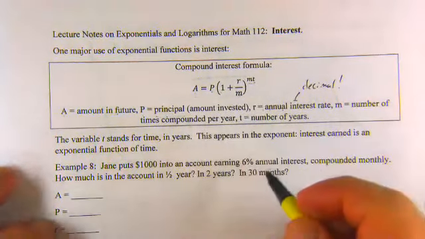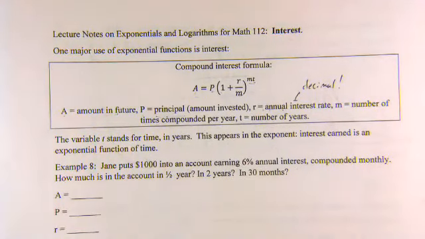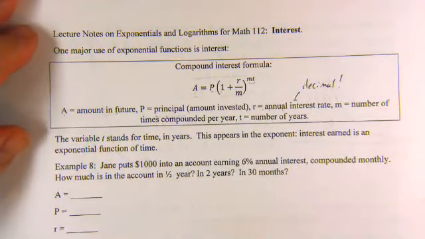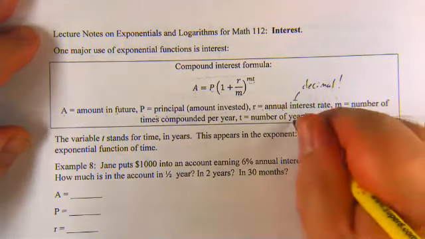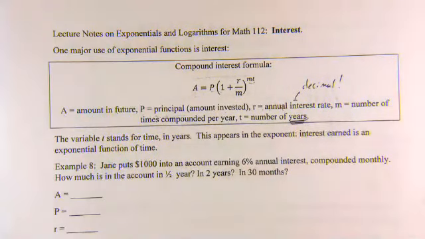m is the number of times interest is compounded per year, and we'll talk about that a little bit later. And then t is the number of years. And note, your time always has to be in years. Be aware when MyMathLab uses something like months or weeks, you need to convert that to years.